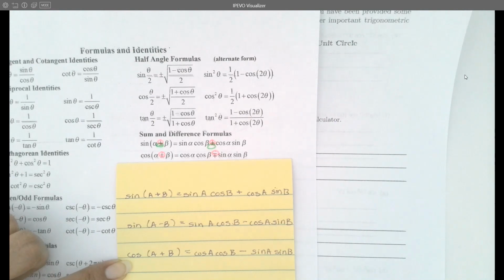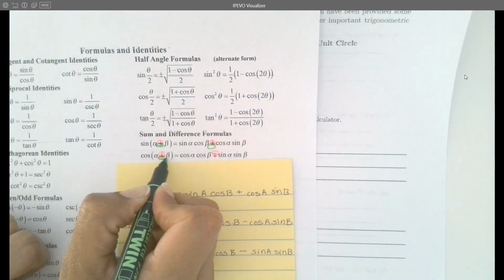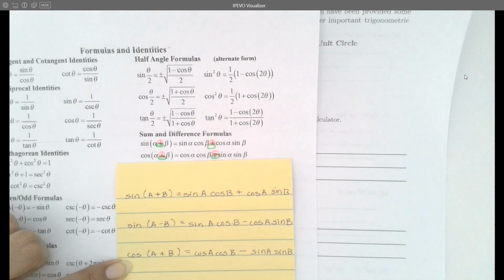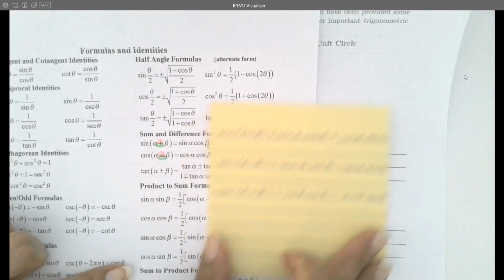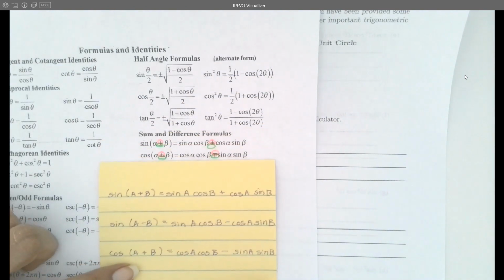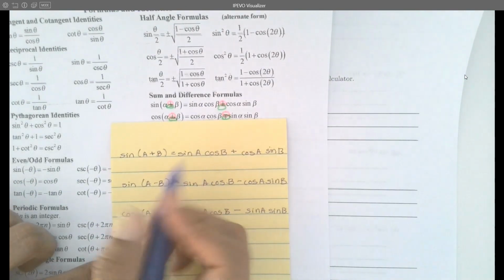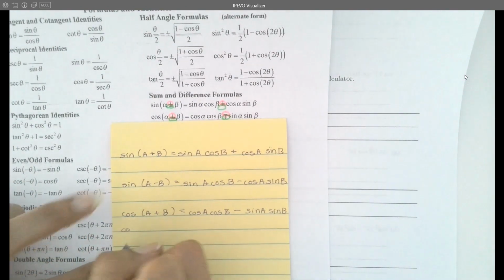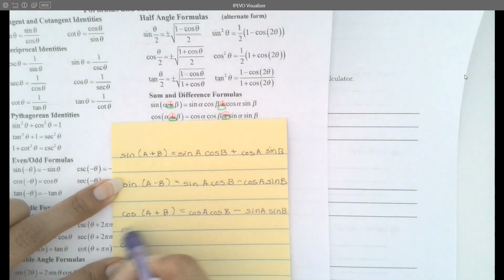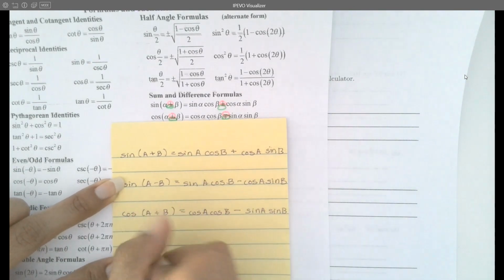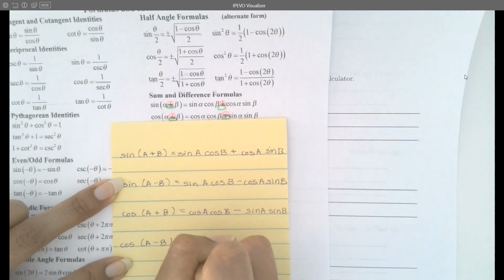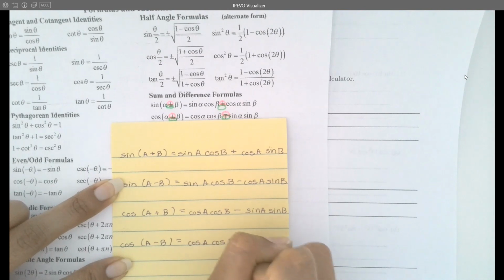If we now consider the bottom symbol, then that means that we'll have an identity that reads cosine of A minus B is equal to cosine of A, cosine of B, plus sine of A, sine of B.